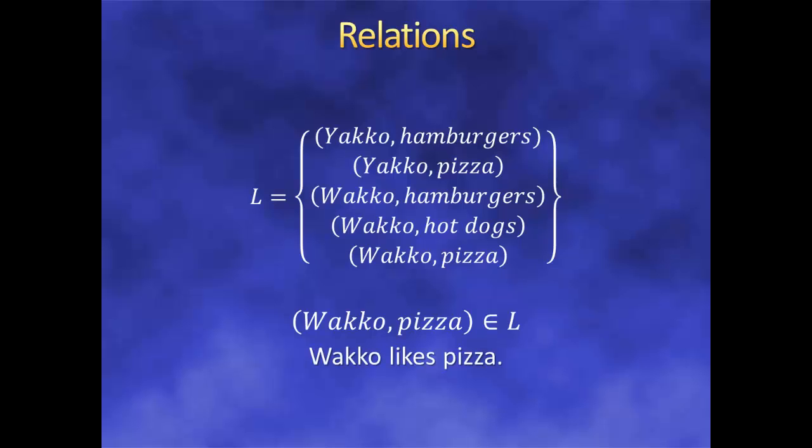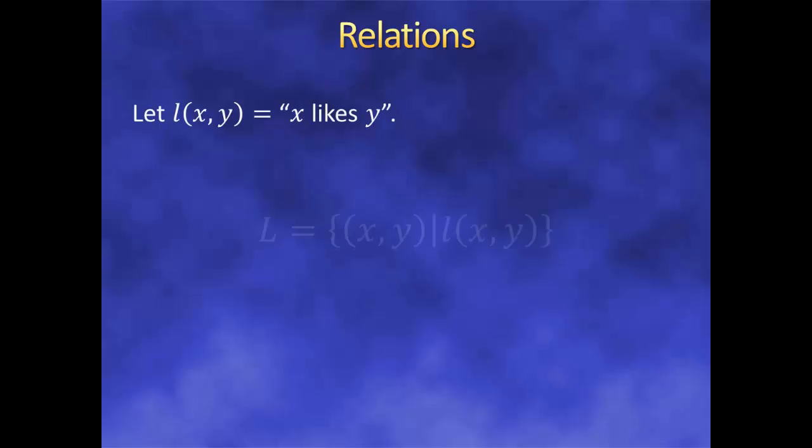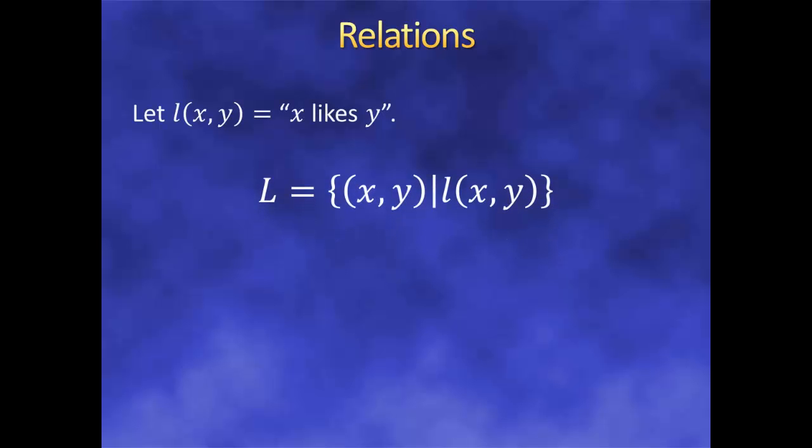Wacko likes pizza. You can think of L as the truth set of a predicate, perhaps little l of (x, y), that evaluates to true if x likes y. There's also a shorthand we can use if the ordered pair (x, y) is an element of L. Often we can just write x L y, which reminds us that it means that x likes y.